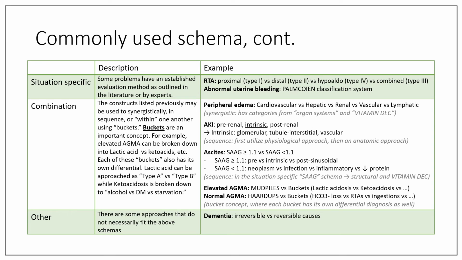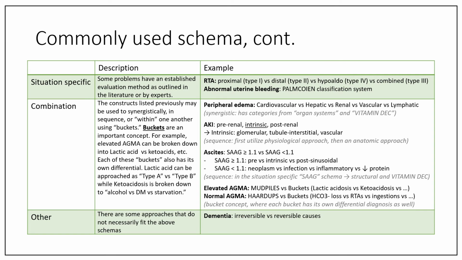Next, I'd like to talk about combination schema, and this is a really important concept. A lot of the schema that I mentioned previously can be used synergistically, in sequence, or within one another, so to speak. The first example I have listed is peripheral edema. You'll notice that it utilizes categories from both organ systems and a vitamin deck approach simultaneously. Hence, this is an example of synergistic combination schema.